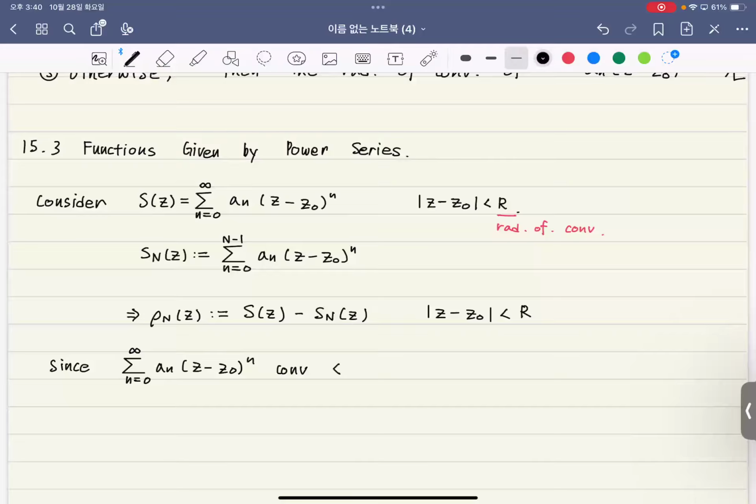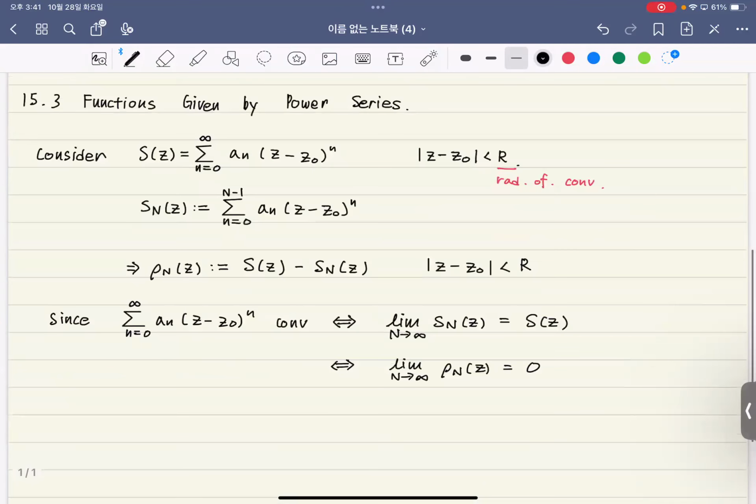If and only if, by definition, the partial sum sequence S_n(z) converges to S(z), and if and only if this remainder, the sequence of remainders, converges to 0, right? And so this is a sequence which converges to 0.